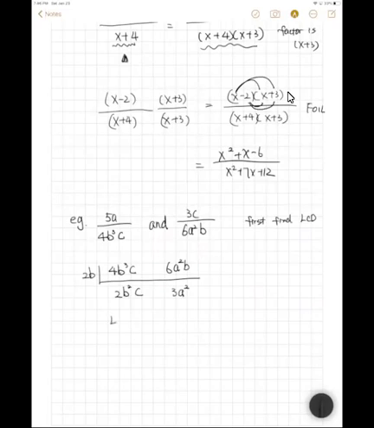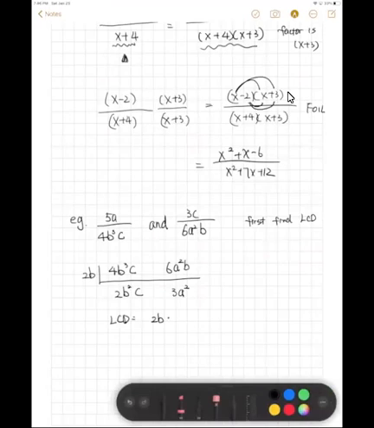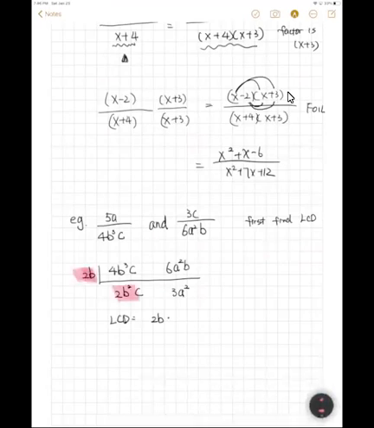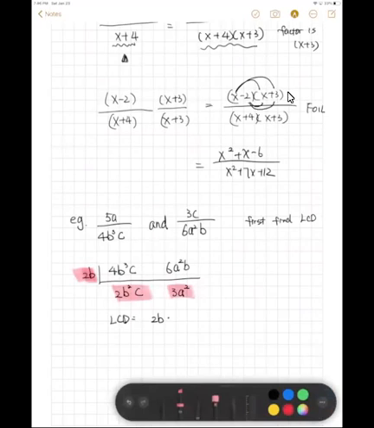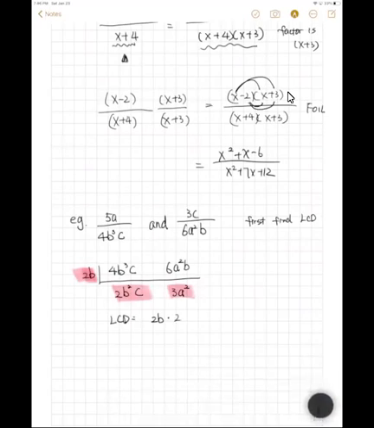So the least common denominator would be what? You multiply all these terms together, which equals to what? 12a squared b to the cube times c. So now we need to know what's the missing factor for each term.